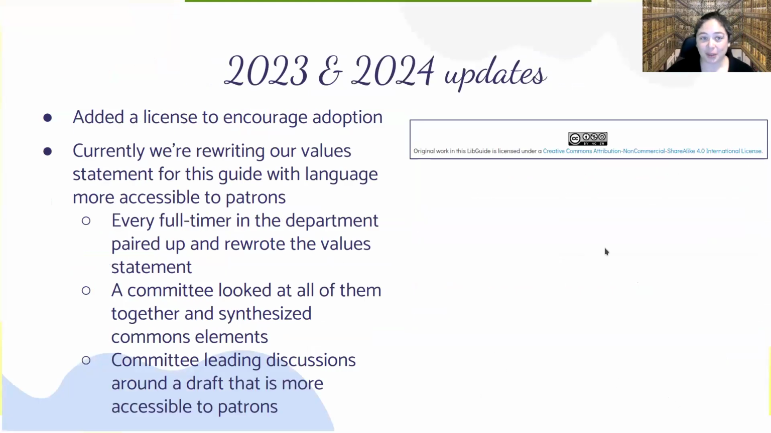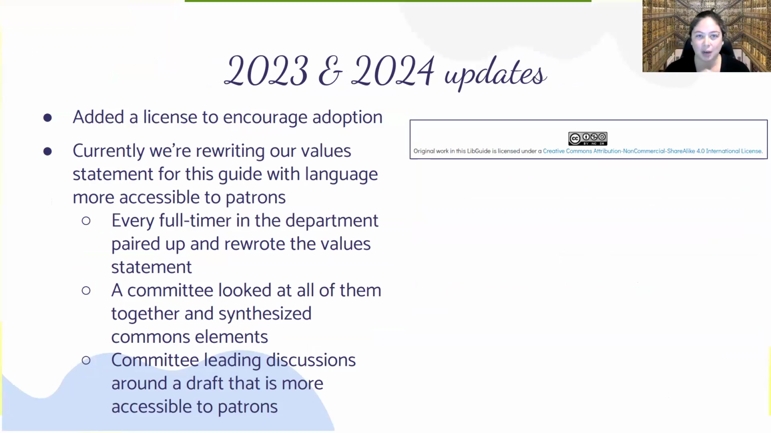In 2023 and 2024, we've added some very small things. So we added a license, to encourage adoption of guidelines and other content from the guide. We're more than happy for people to use whatever part of our guidelines they'd like. We're also currently rewriting our values statement, and we actually did it in a pretty fun way where everyone paired up with one another, rewrote the values as a pair, and then a subcommittee synthesized it all together. It was really interesting to see how the different pairs of people in the department came up with things.